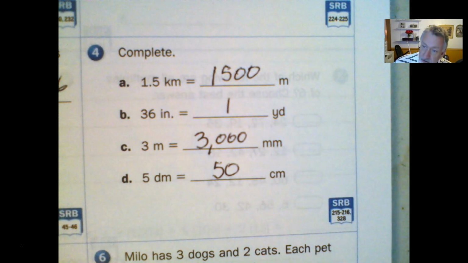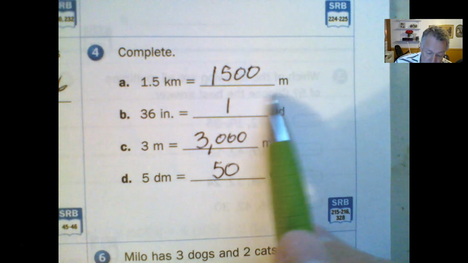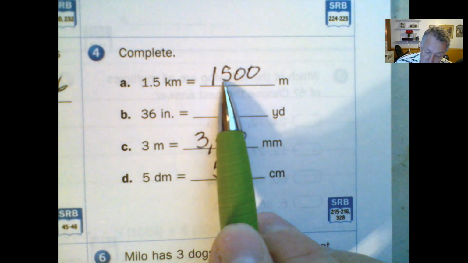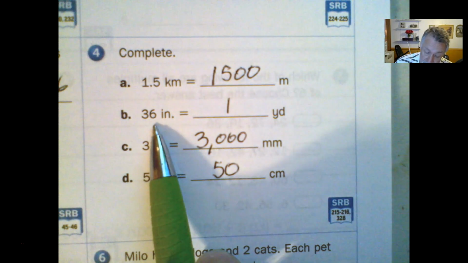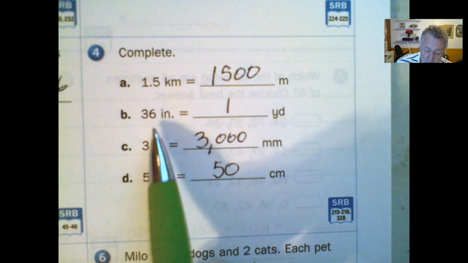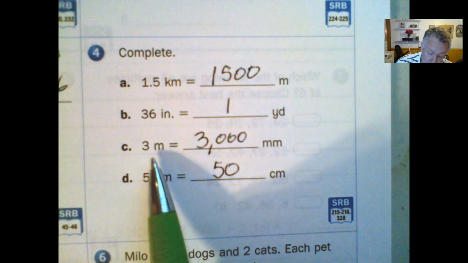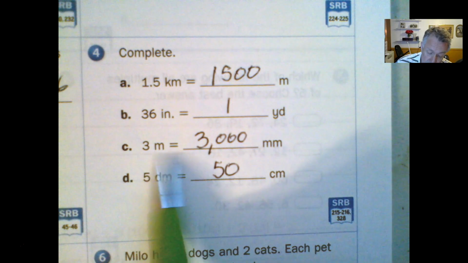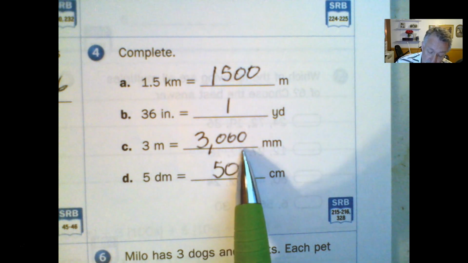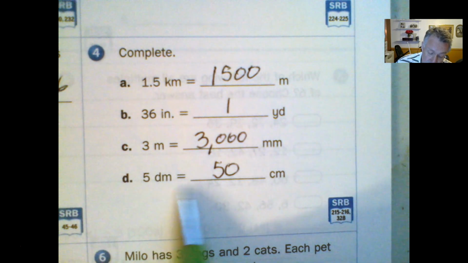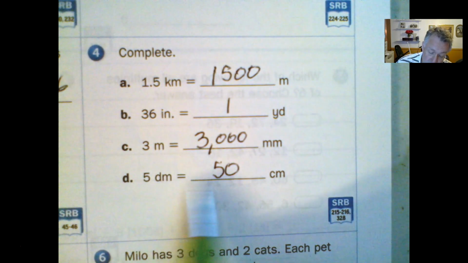Okay, just completing the conversions. 1,000 meters to a kilometer. So 1.5 kilometers, 1,500 meters. 36 inches to a yard. 12 inches to a foot. 3 feet to a yard. 1 yard. 3 meters equals 3,000 millimeters. 1,000 millimeters per meter. And 10 centimeters per decimeter. So 10 times 5 is 50.